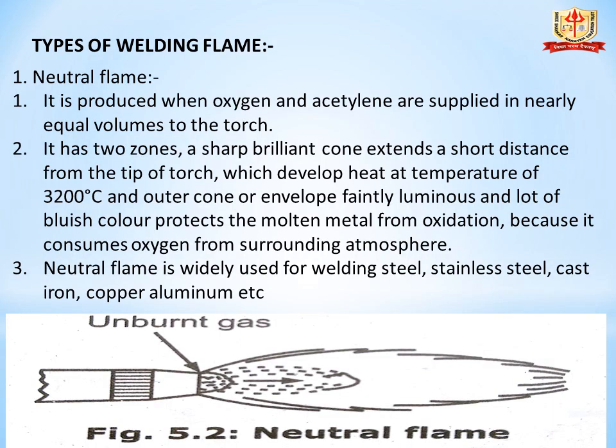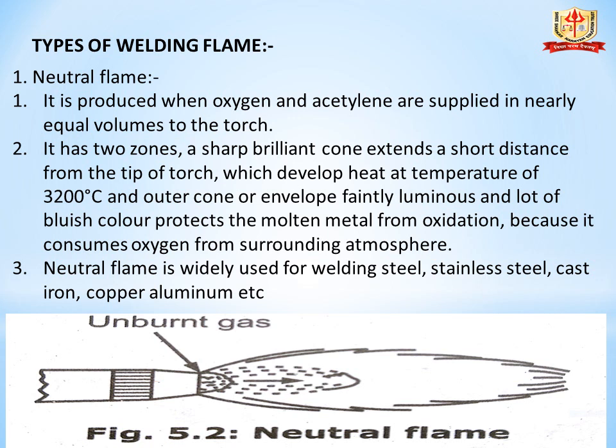In this slide, we study the types of welding flame. First is the neutral flame. You can see in this slide, at the bottom, there is a picture of the neutral flame. First point, it is produced when oxygen and acetylene are supplied in nearly equal volume to the torch.